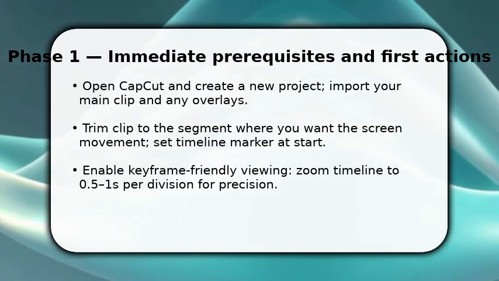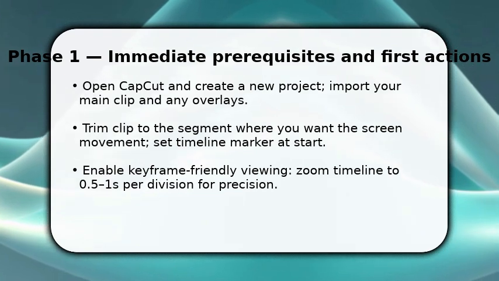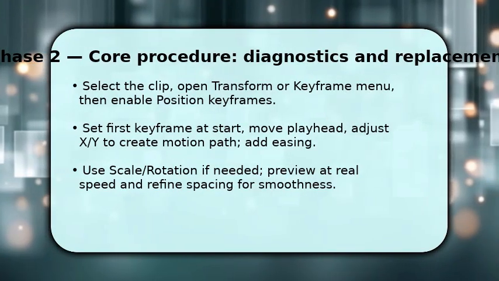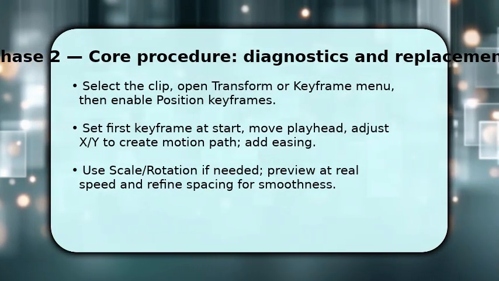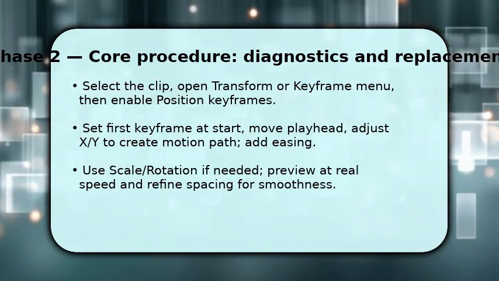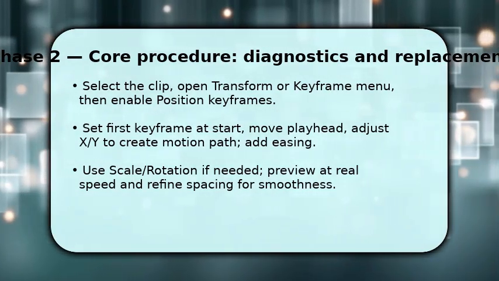Now you add motion. Select the clip and open Transform. Enable position keyframes so CapCut records changes. Place the first keyframe at your start point, move the playhead forward to where movement should end, then drag the clip on screen to set a second keyframe. This creates the motion path.